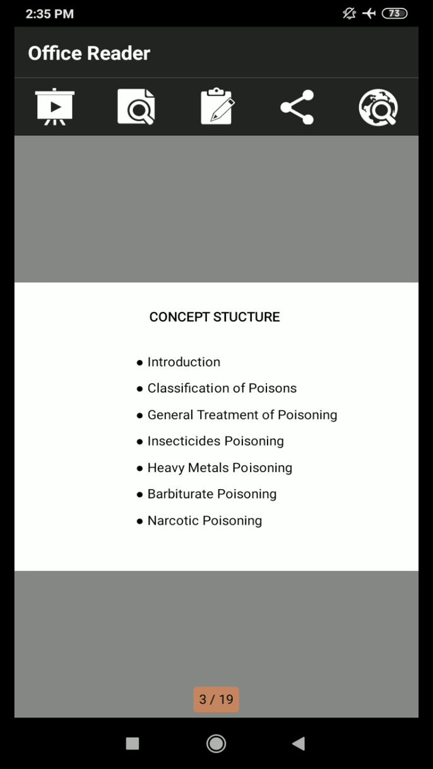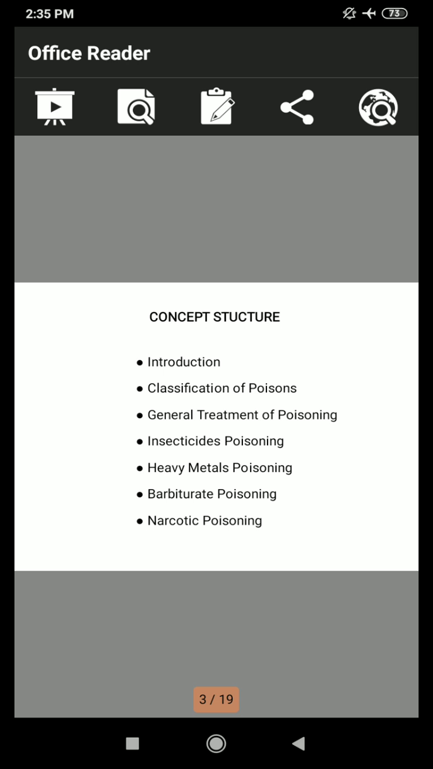Introduction, classification of poison, general treatment of poisoning. Introduction: poisons are generally used for suicidal purpose, then for homicidal purpose, then for stupefying purpose. And then classification of poison.